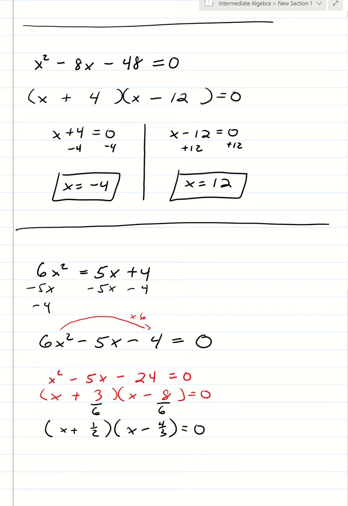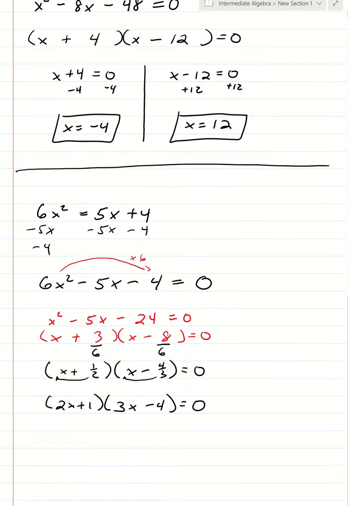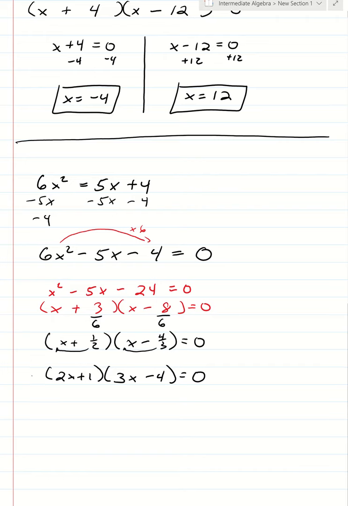It is customary, as we did in the past, to get rid of the fractions. So we are going to bring up the 2, as well as move up the 3. So the factored form will read (2x + 1)(3x - 4) = 0. That is the factored form of the original polynomial.